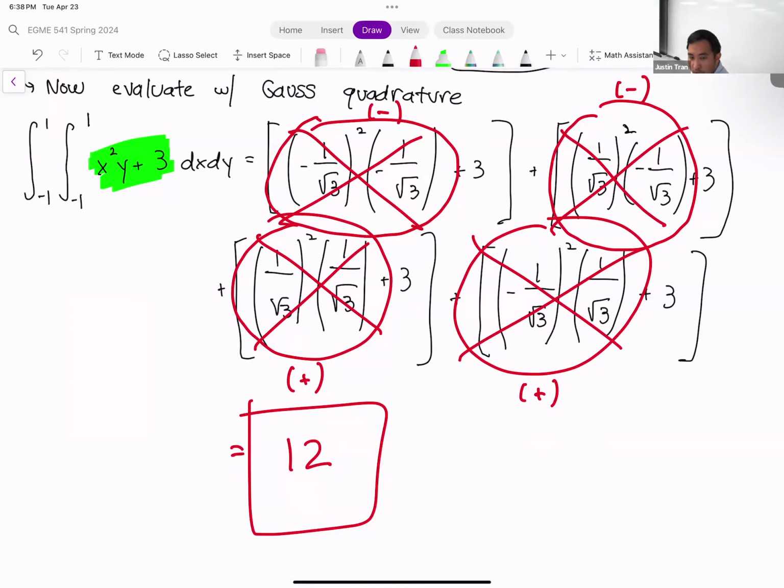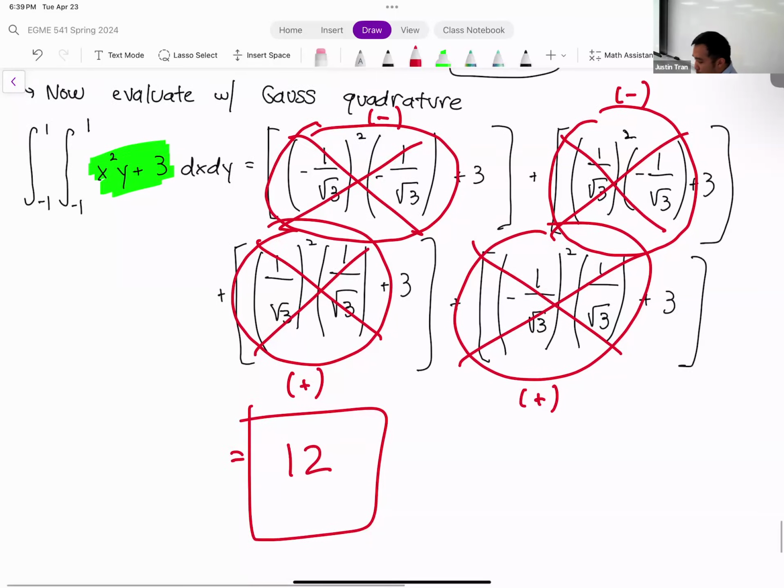Question: how accurate can we expect Gauss quadrature to be in 2D? It's the same accuracy as in 1D. Basically the number of Gauss points determines the power of the polynomial that you can go up to.